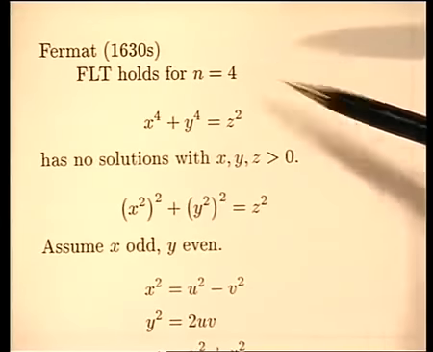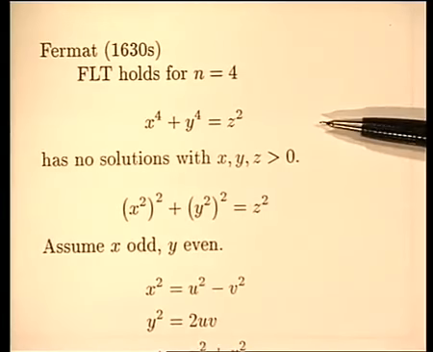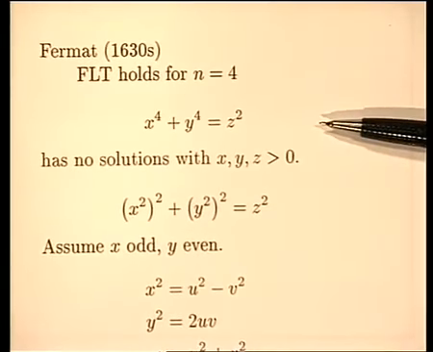In the 1630s, Fermat proved that his theorem holds for the case of exponent 4, and in fact what I'm going to do is to show that there is no solution to the equation x to the 4th plus y to the 4th equals z squared, in which x, y, and z are all non-zero. Fermat's technique for solving equations of this form he called infinite descent. The idea is to suppose that there is a solution in which x, y, and z are all non-zero.